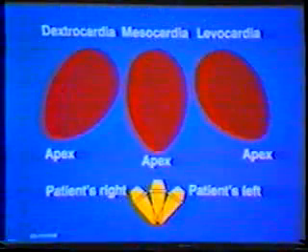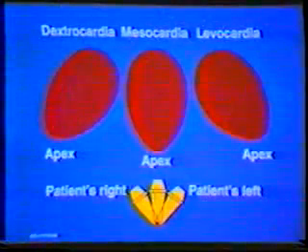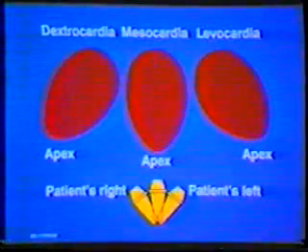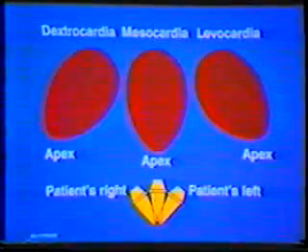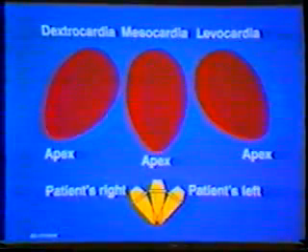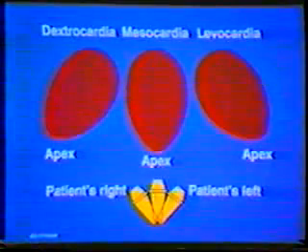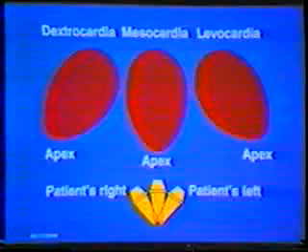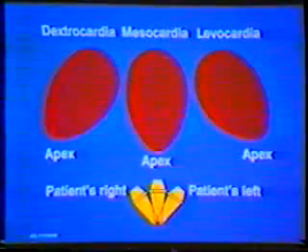Scanning from the subcostal position will readily delineate the cardiac situs. The cardiac apex is usually on the left, referred to as levocardia. When it is on the right side, patient has dextrocardia. And when the apex is in the midline, it is referred to as mesocardia.